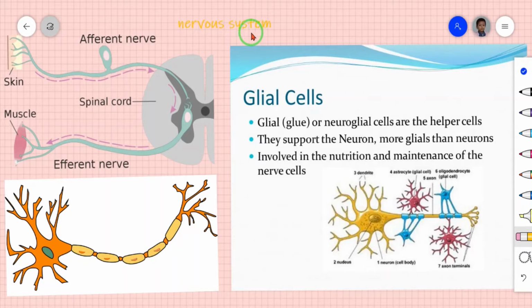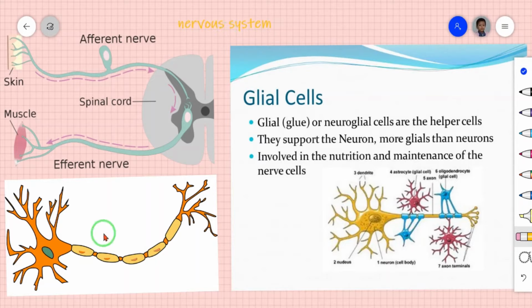So this nervous system is made up of nervous tissues. The nervous tissue is formed of three distinct components. They are neurons, neuroglial cells and nerve fibers. So three components are present. First one is the neuron.